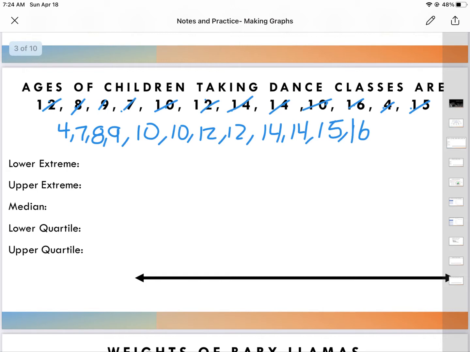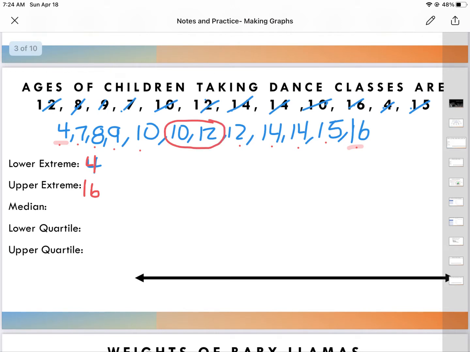Now we're going to identify the different parts. Our lower extreme is going to be our smallest number, which right here we can see is 4. Our upper extreme is going to be our biggest number, which here is 16. Then our median. Remember, to find our median, we start from the outside and work our way in. Okay, so that leaves me with these two in the middle.